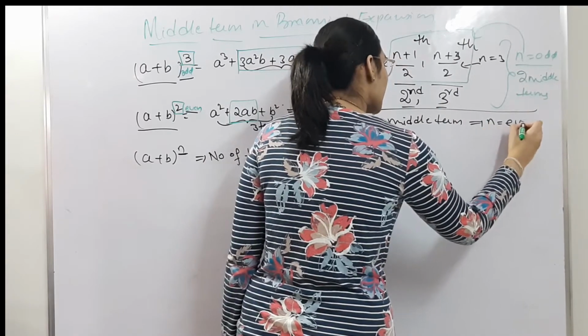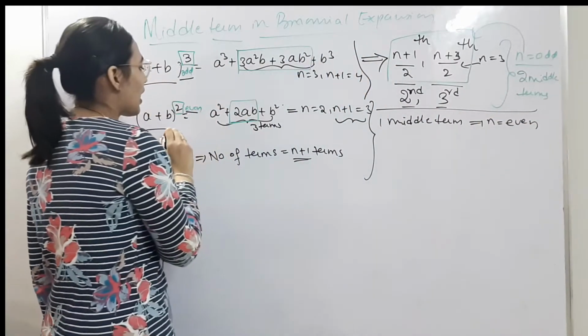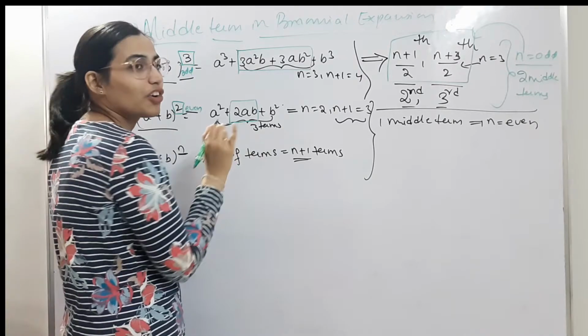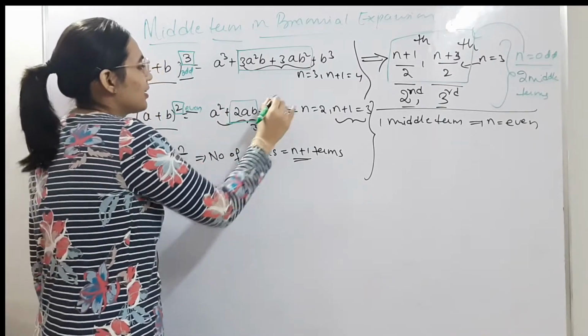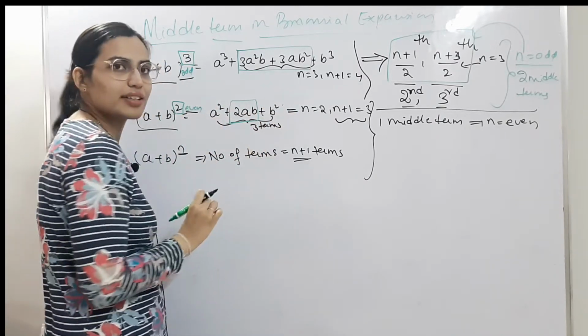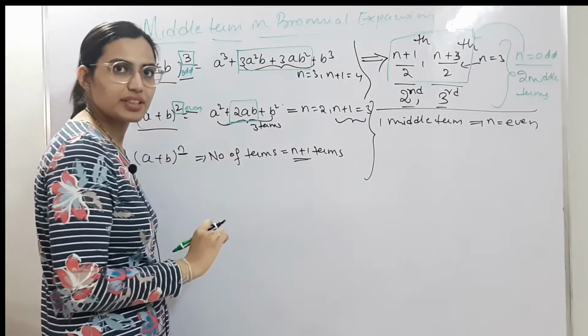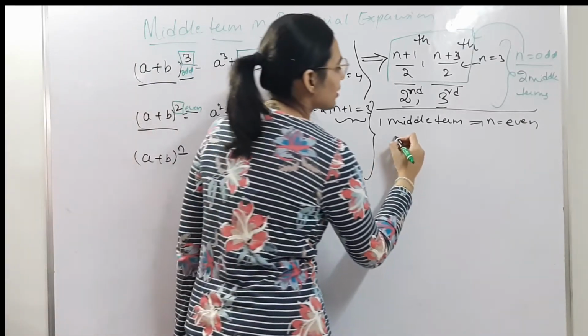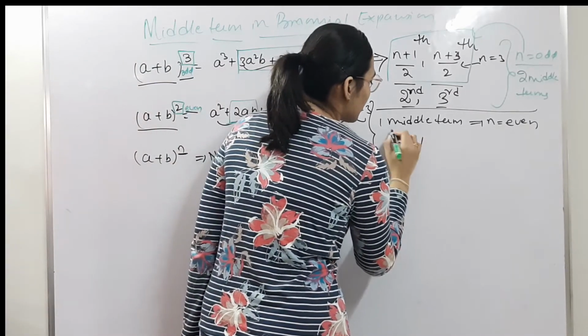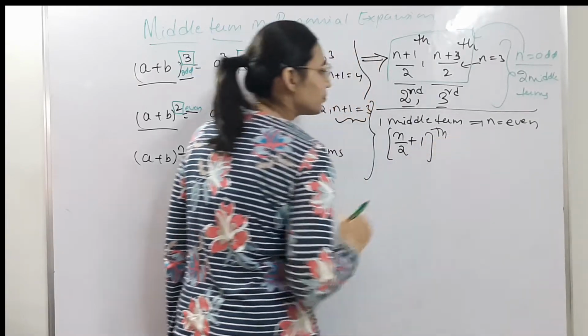Why can you say that? Because after you expand an even power, you get an odd number of terms, and these two are the corners and this is the center one. So we can say that one is the middle term. Can we represent this middle term as the n by 2 plus 1th term?